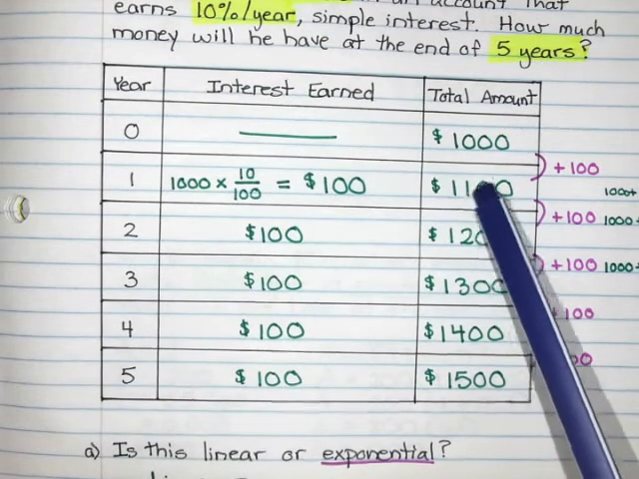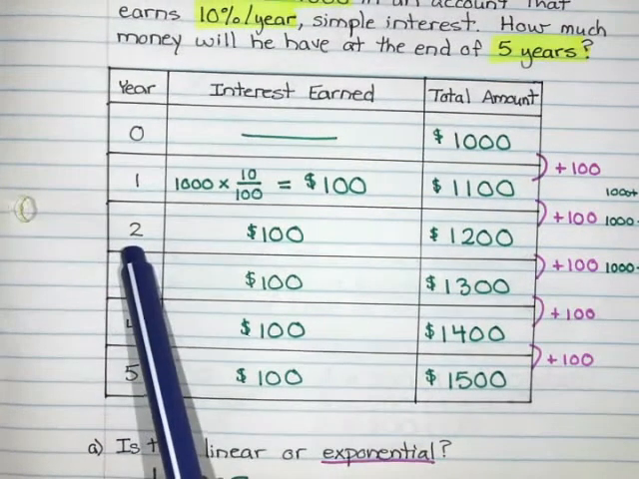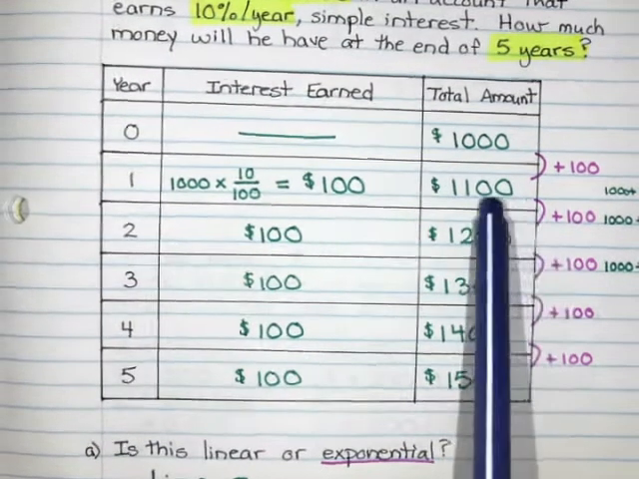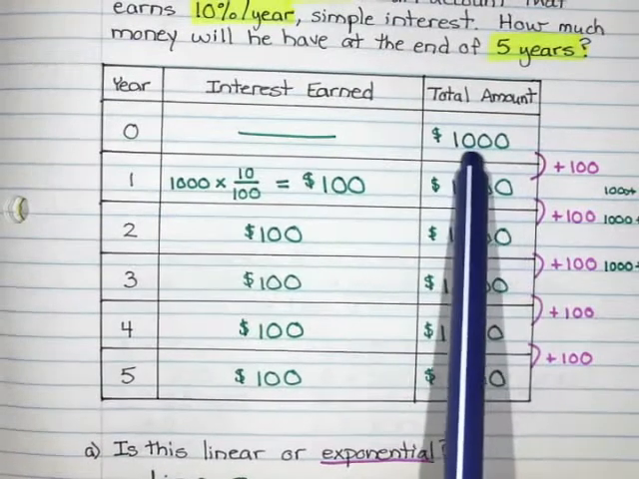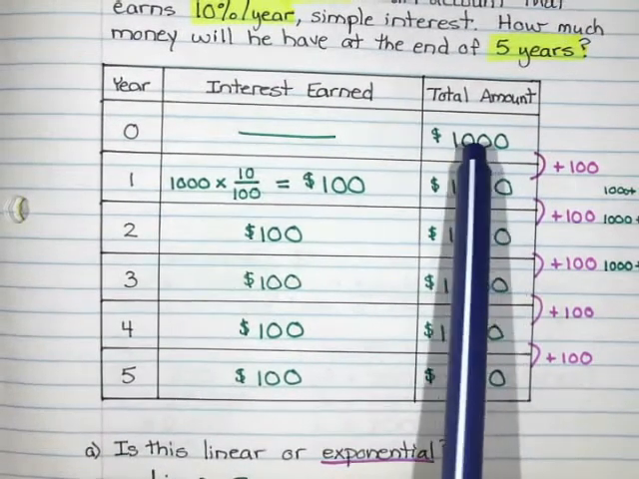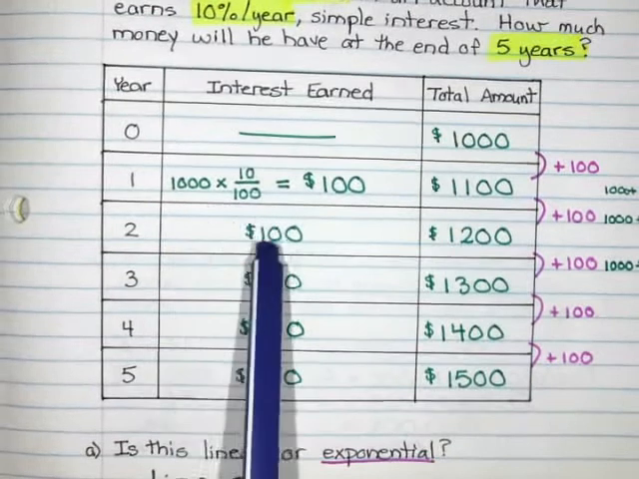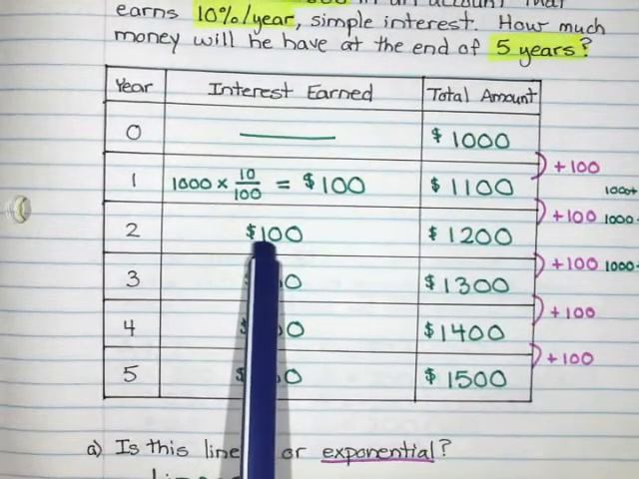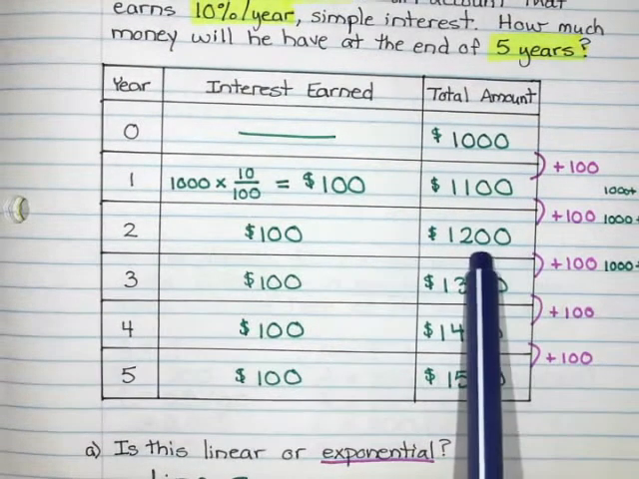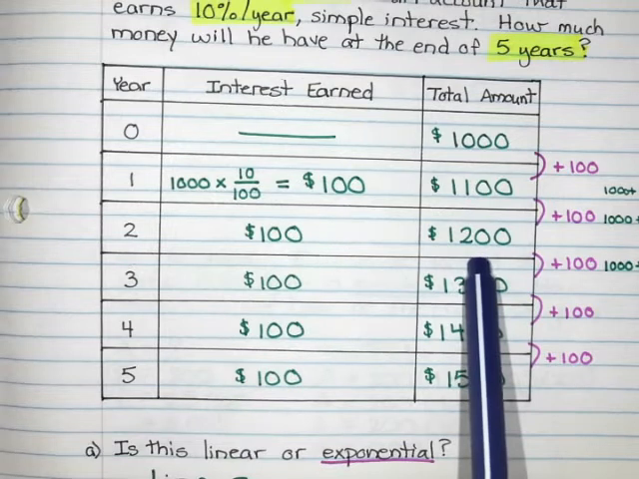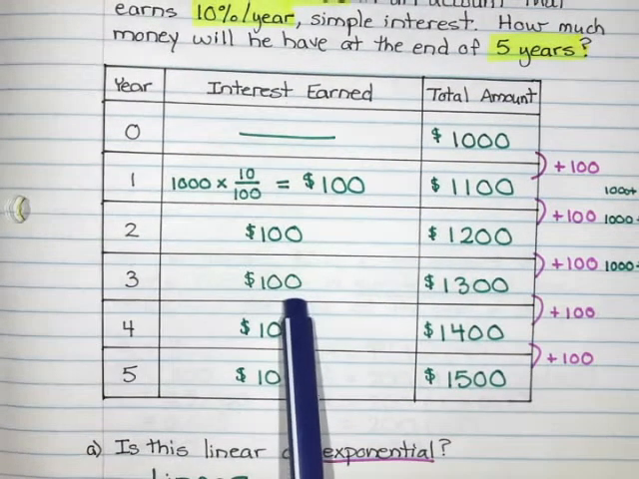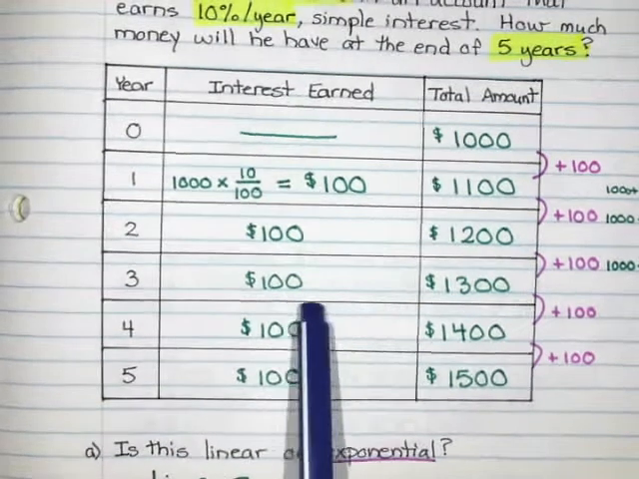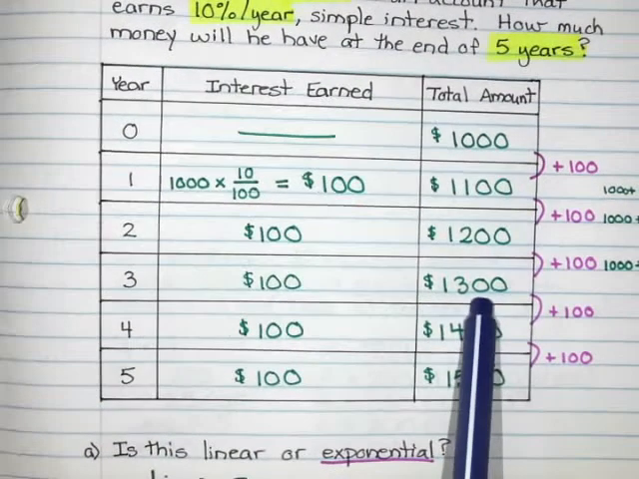When year 2 rolls around, his money has been sitting there for another year. He earns another 10%. He does not get 10% of what is currently in his bank account. He gets 10% of his original investment. So 10% of $1,000 is still $100, so he gets another $100, which means at the end of year 2, he has $1,200. In year 3, he gets another 10% of that original $1,000, so another $100. He now has $1,300.